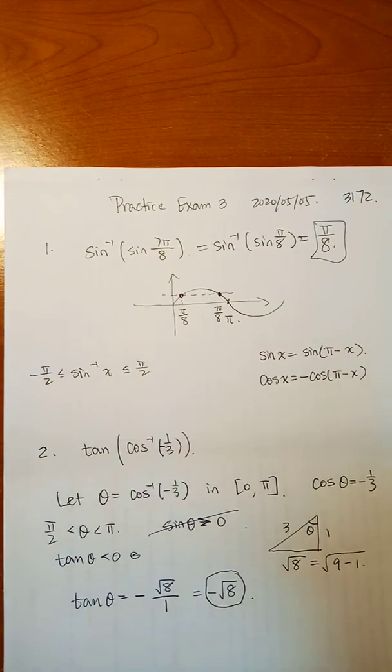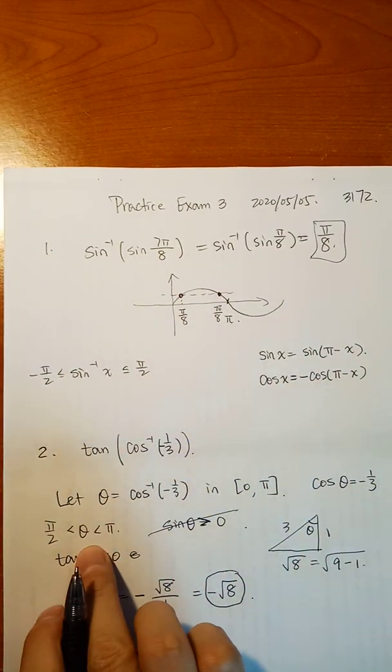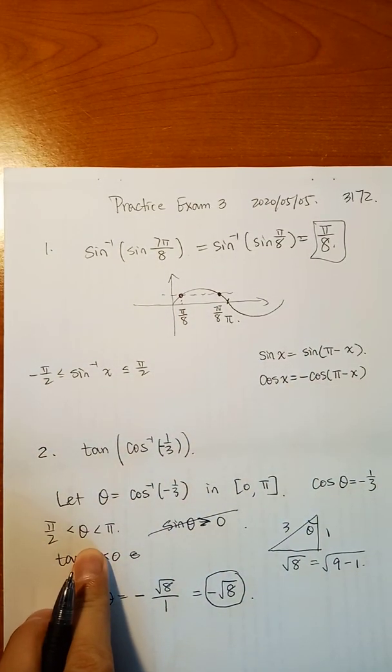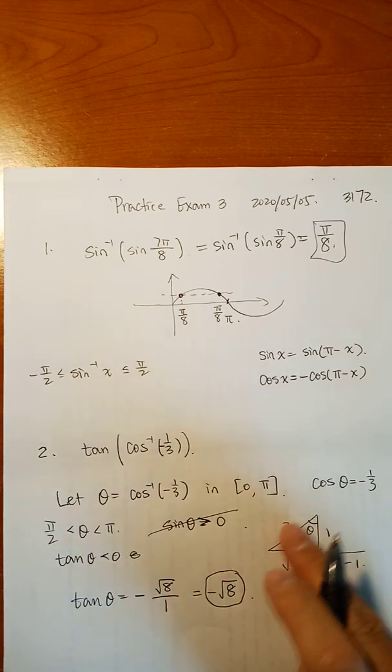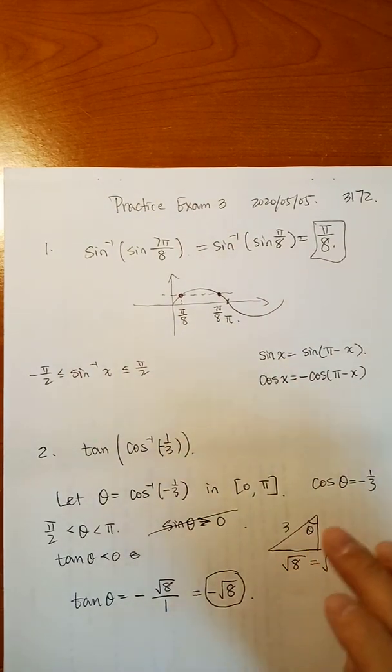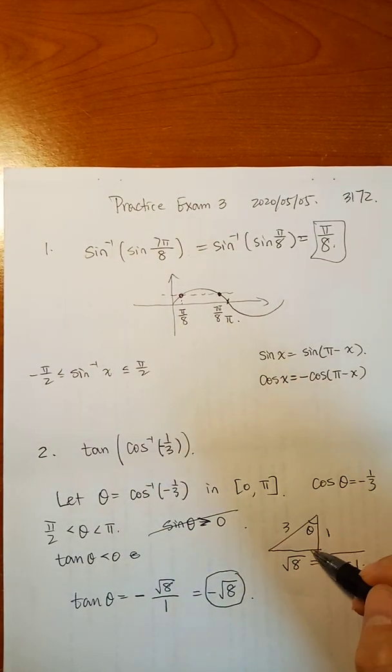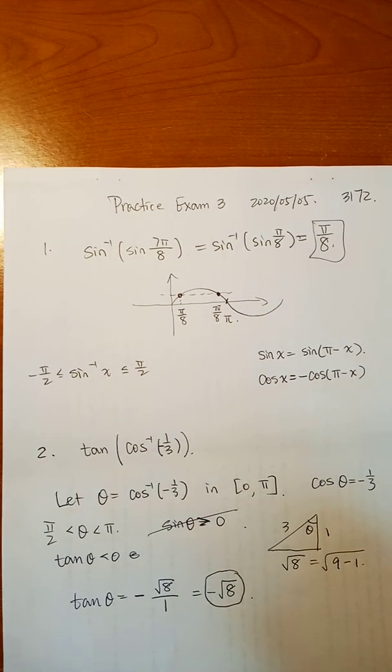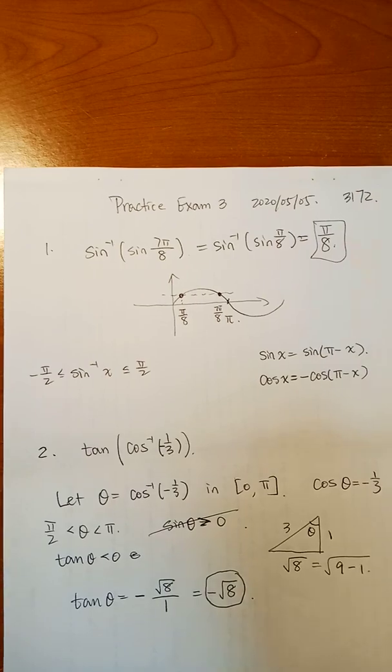This is the tangent theta. So first determine the quadrant, and after you get the quadrant, you just use the triangle to determine the missing side. Then you have tangent as opposite over adjacent. Okay, so that's the second problem.